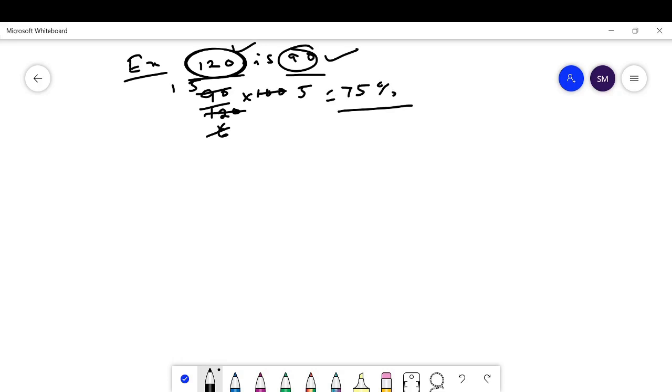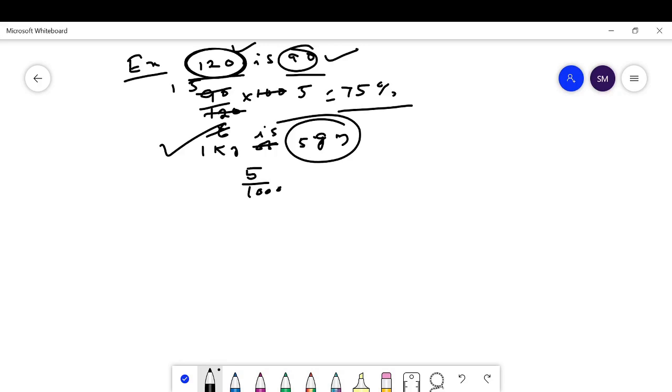Another question is asked: what percent of 1 kg is 5 gram? It means 5 gram out of 1 kg. 1 kg means 1000 gram, so 5 upon 1000 into 100. Convert it into percentage, then this is half, that is 1 upon 2%, which means 0.5%.